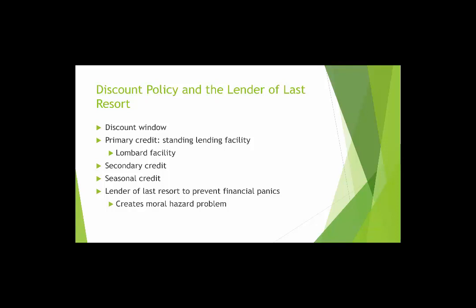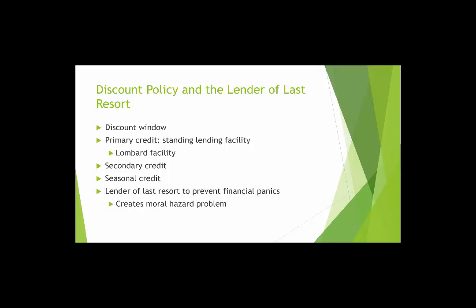The so-called primary credit. Now, primary credit is essentially like a line of credit that each commercial bank has with the Federal Reserve. And that is sometimes known as a Lombard facility, by the way. Other central banks call that a Lombard facility. So it's basically like a pre-approved discount rate loan that the Fed has for each commercial bank.